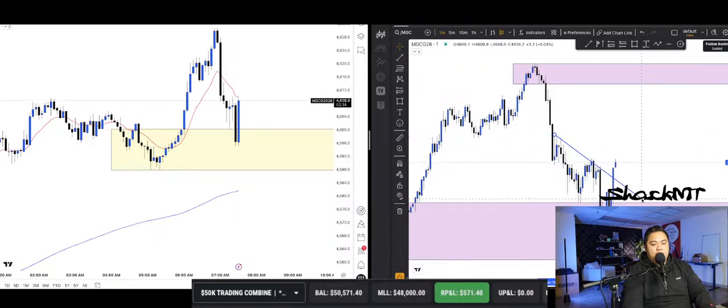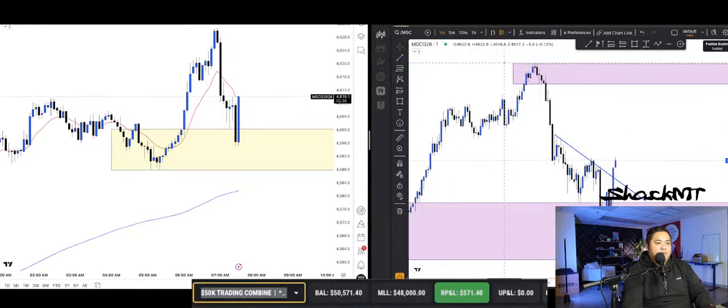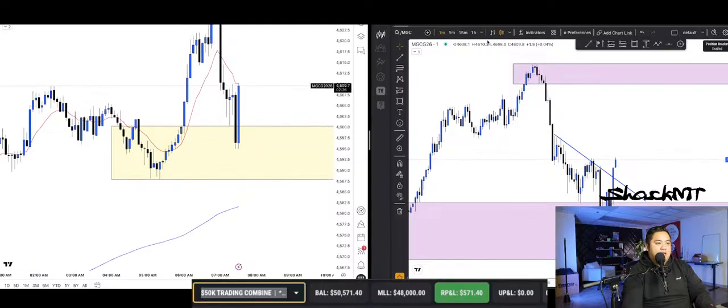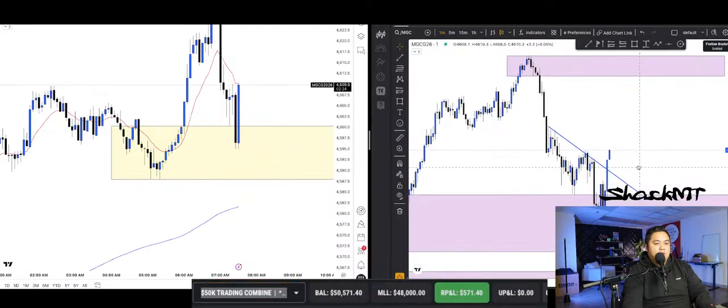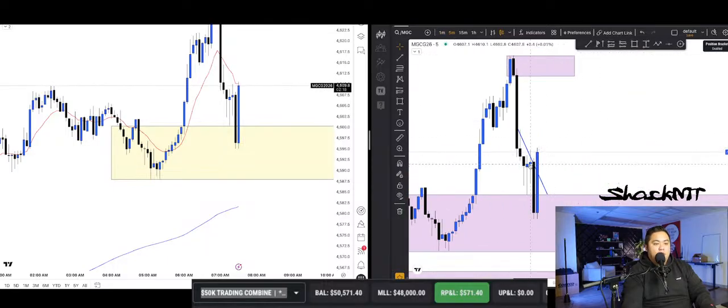I do like this long on gold. I just want to see the 5-minute candle close first. So we had this trend line break right here, and now we're looking for gold to break above this 5-minute demand. So that's what I want to wait for.